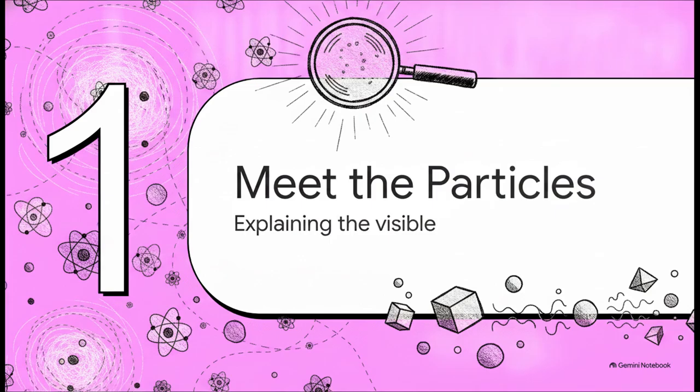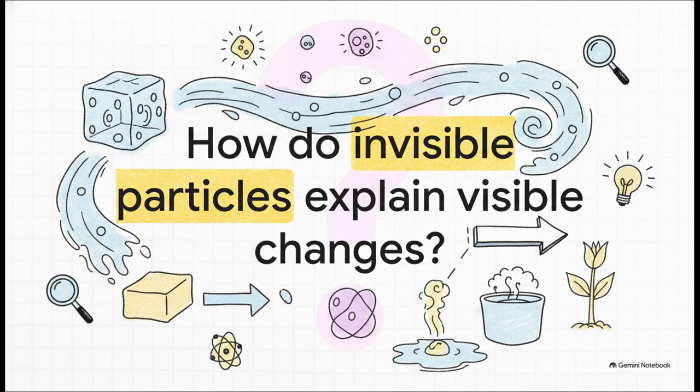This is all about how the invisible explains the visible. To really understand the world around us, we have to look way beyond what the human eye can see. We need to zoom in on the hidden building blocks of all matter, and that brings us to the big essential question for today. How can invisible particles explain visible changes in matter? I mean, think about it. How can something you can't even see with a microscope explain why a solid block of ice turns into flowing water? That is the central mystery we are going to solve together today.